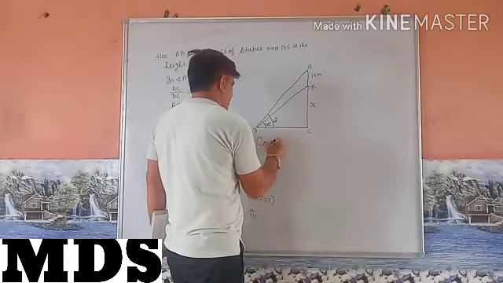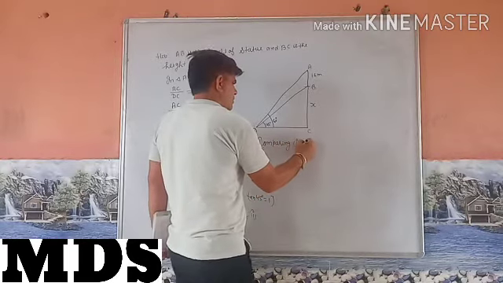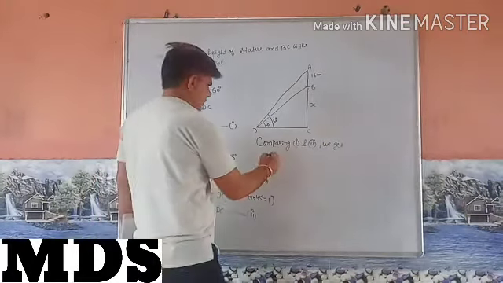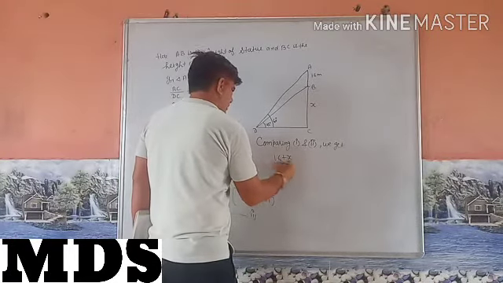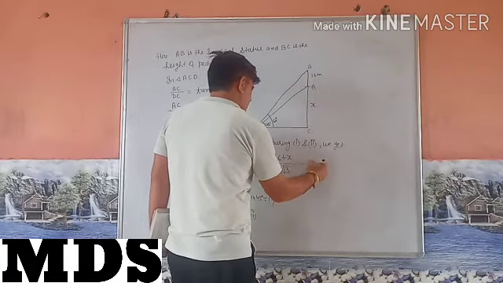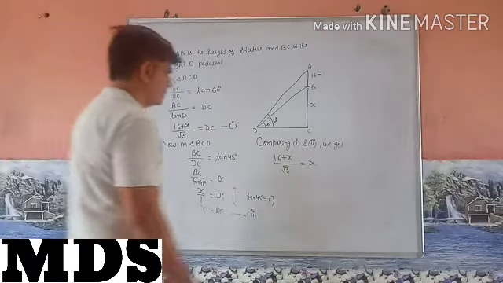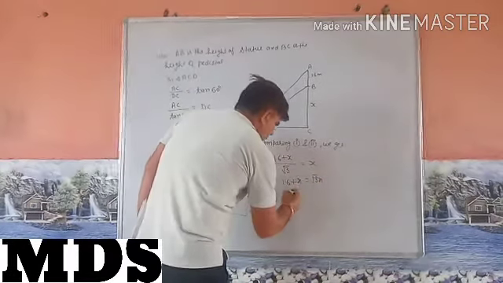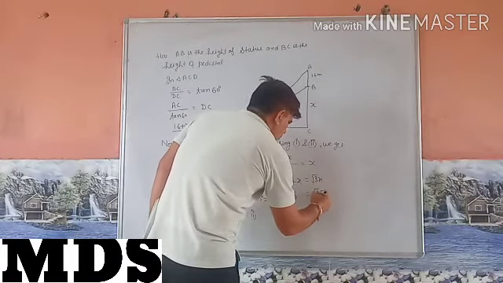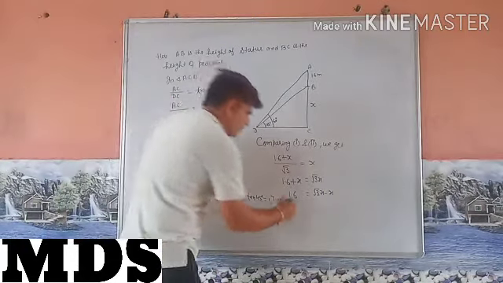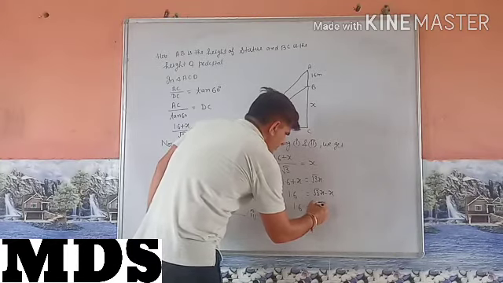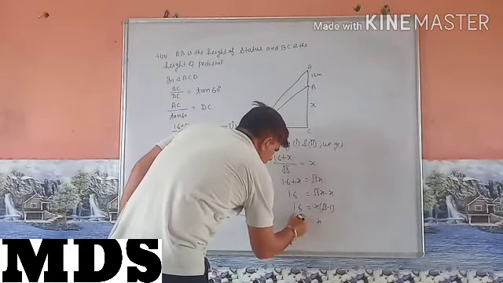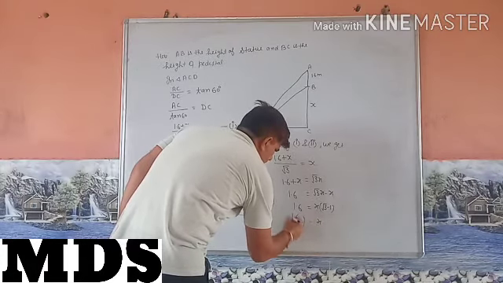Comparing first and second, we get 1.6 plus X by root 3 is equal to X. So this 1.6 plus X is equal to root 3 X. X also take in this side. 1.6 is equal to root 3 X minus X. So 1.6 is equal to X taken common, root 3 minus 1. So X is equal to 1.6 by root 3 minus 1 meters.